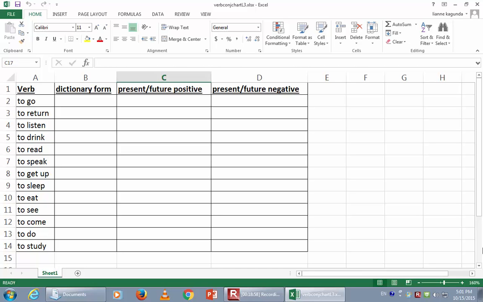Nichiyobi. Not every day, but every night. It's one of the days of the week. Sunday. Yes. Sunday. Nichiyobi. It's literally sun day. Nichi is one of the readings for that sun character. Chotto is a little bit. However, yes. Tokidoki. Sometimes, yes.